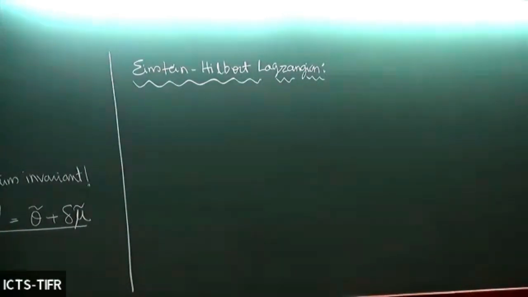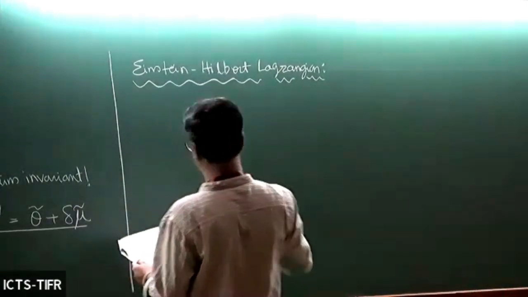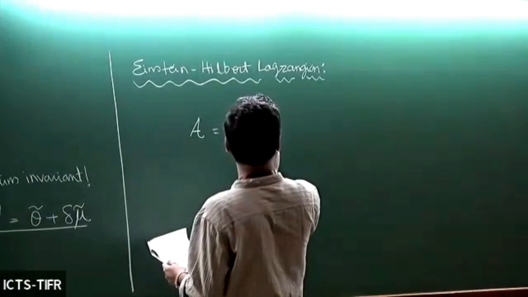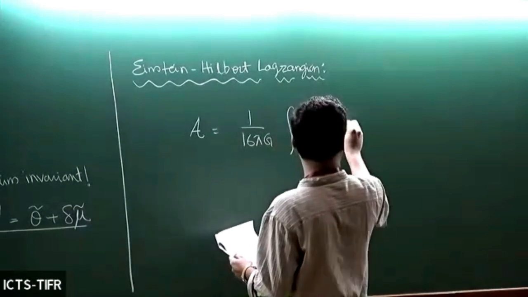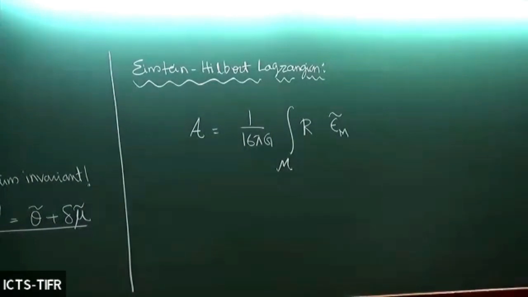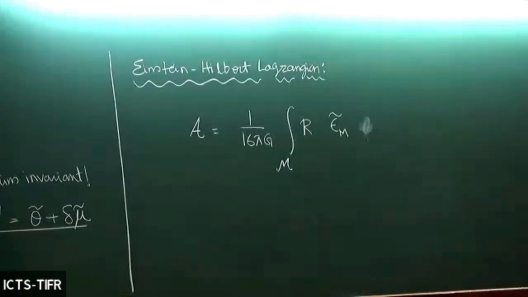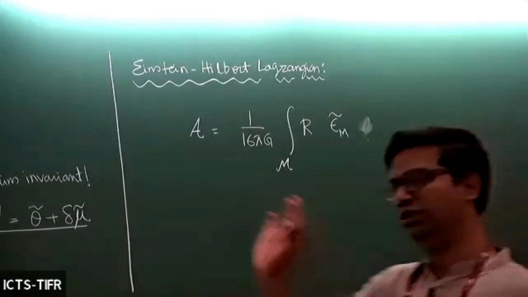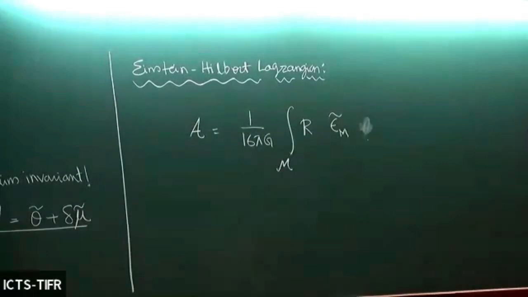So how do I write down the Lagrangian? The action is 1 by 16 pi G. This is general relativity, so the action is R with the volume form on the manifold. This is my n-dimensional manifold. And then I also have a surface term that I may not write. You require a Gibbons-Hawking surface term to get the correct variation, but for the time being, we'll work with the bulk Lagrangian. Once I have this object, let's calculate the variation of the bulk Lagrangian.